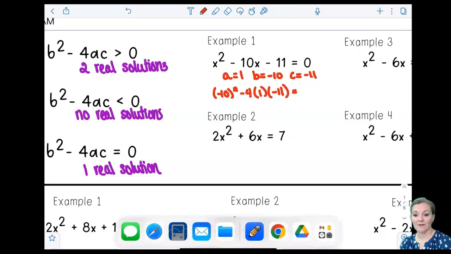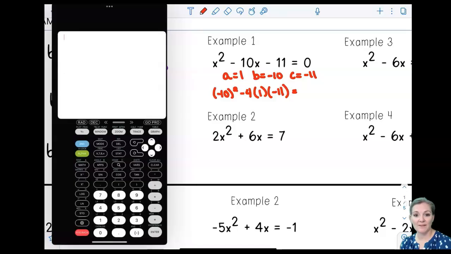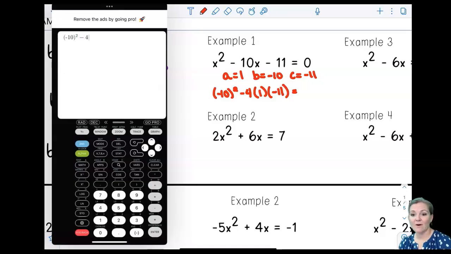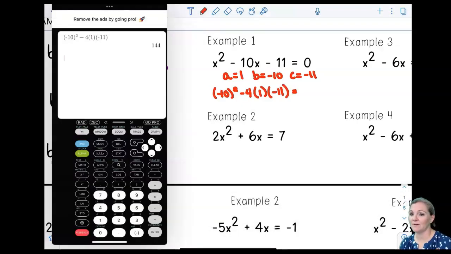I'm going to pull my calculator up over here. So I have negative 10, that's going to be in parentheses. You're going to square it. Now on your calculators, you have two options. You can do the little caret, looks like an upside down triangle, we call that a caret. Caret 2, or you can pick the x squared button, either one. And then minus 4, parenthesis 1, parenthesis negative 11, and press enter.